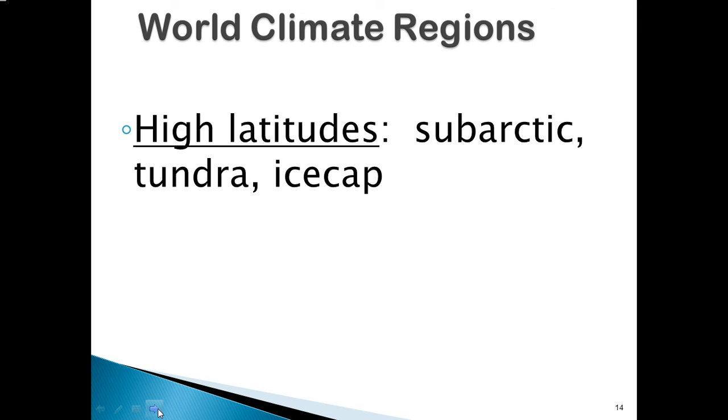The last latitude zone will be high latitudes. That includes subarctic, tundra, and ice cap. Again, think about polar bears and coldness and snow. Well, that will end our first presentation for part 1 of physical geography. We'll continue tomorrow with the other sections, which include vegetation and weather phenomena and human environmental impact. Thank you for your time.